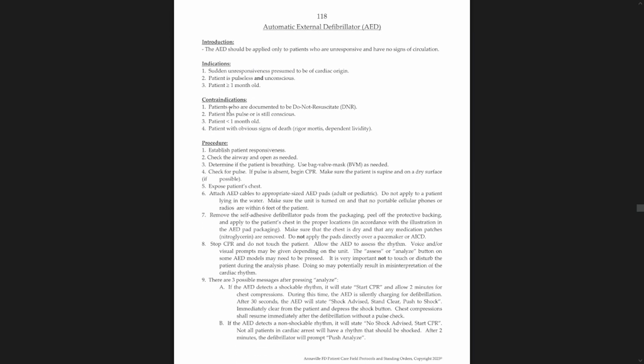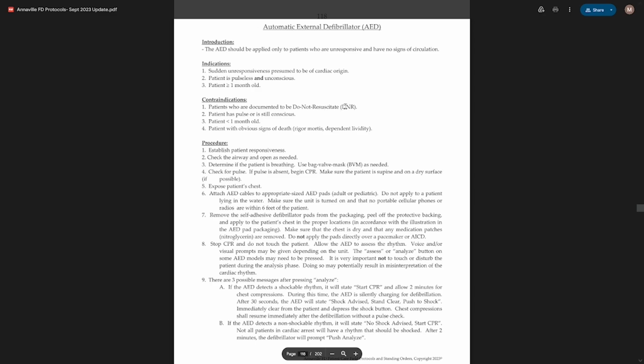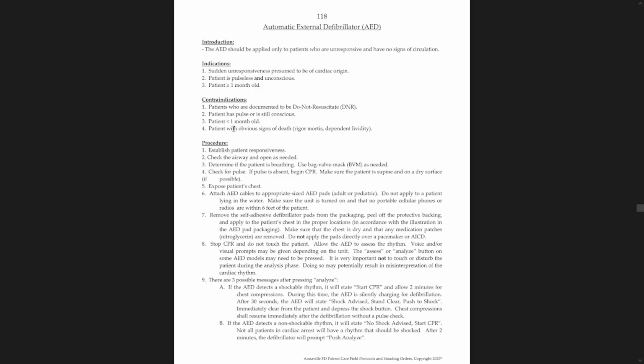The contraindications are a patient who is documented to be a do not resuscitate or DNR, a patient who has a pulse or is still conscious, a patient less than 1 month old, and a patient with obvious signs of death such as rigor mortis or dependent lividity.